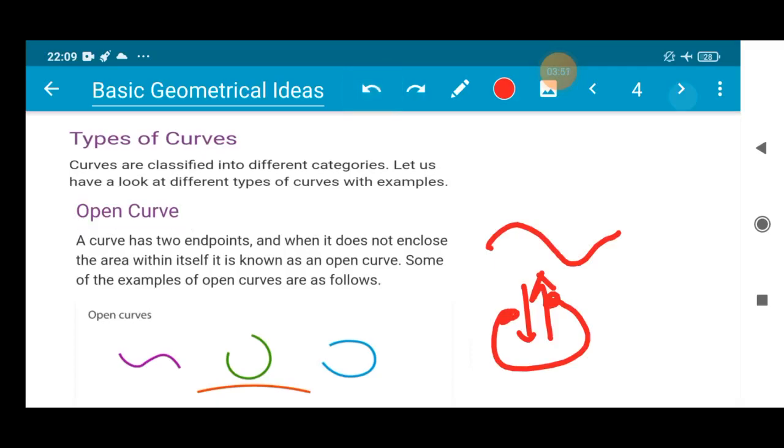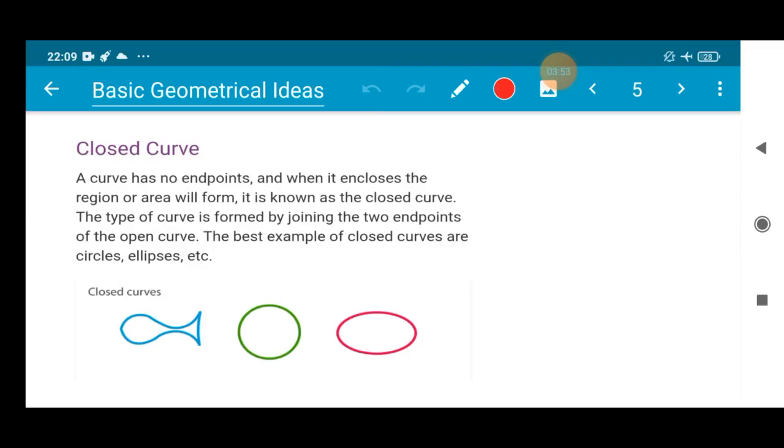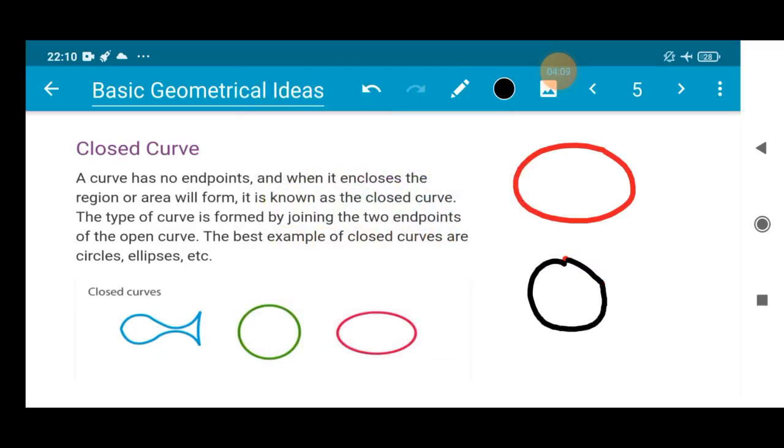Okay, the next type of curve in your exercise, which is very important for your class, is the closed curve. The name itself indicates that the area is closed, right? That means the two endpoints are now connected. The two endpoints are joined. So a closed curve has no endpoint. You will not find any endpoints in a circle. So the circle is the best example.